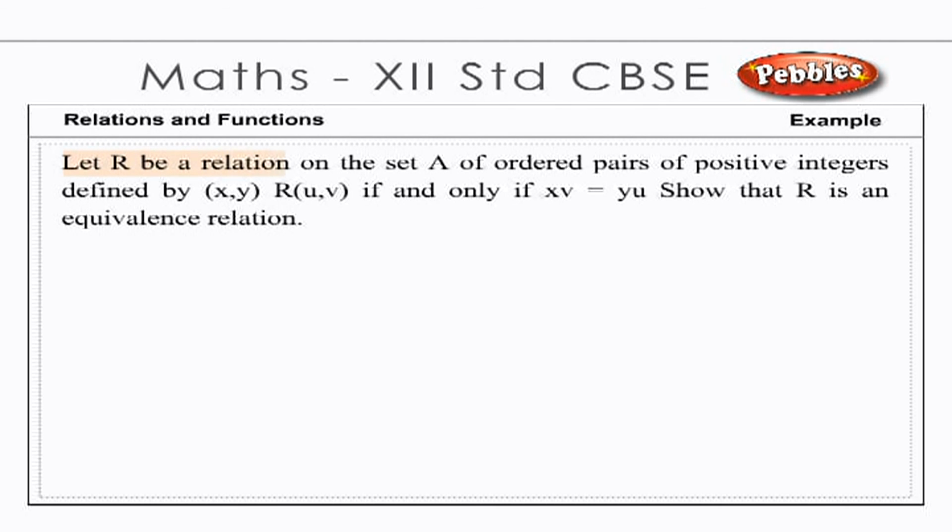Let R be a relation on the set A of ordered pairs of positive integers defined by (x, y) R (u, v) if and only if xv is equal to yu. Show that R is an equivalence relation.